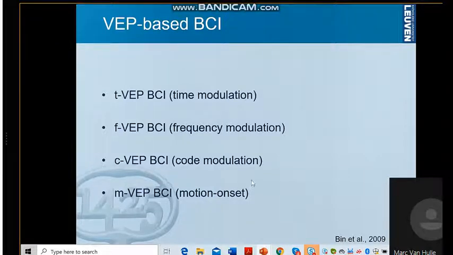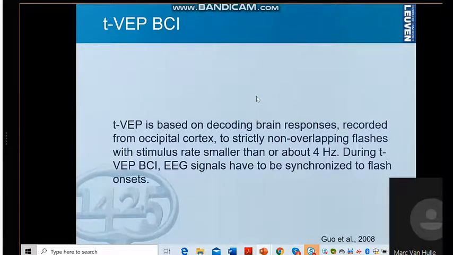So these are four paradigms, and also historically grown. So this was the first, the second, the third, the fourth historically. Okay, so TVEP is the oldest paradigm.